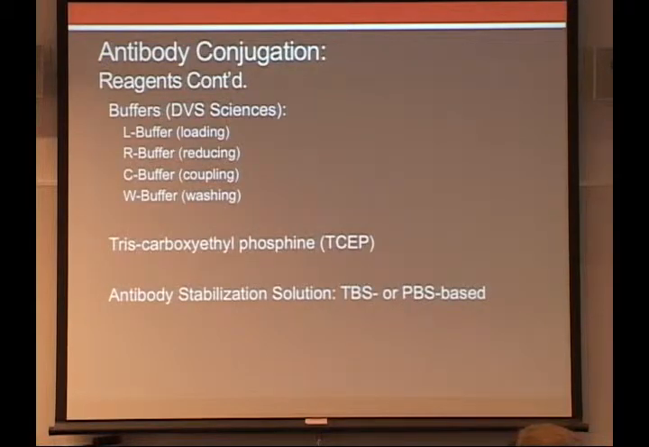And then the reducing agent, as I mentioned, the antibody conjugation relies on reducing a disulfide bond in the Fc region of the antibody. And that reagent is TCEP, tris-carboxyethylphosphine, which is a relatively mild reducing agent, important to avoid breaking the disulfide bonds that are important in the Fab regions of the antibody for maintaining antigen specificity. And lastly, to store the antibody, keep it in good working order in the fridge, you'll want antibody stabilization solution, which is available commercially in either TBS or PBS formats.